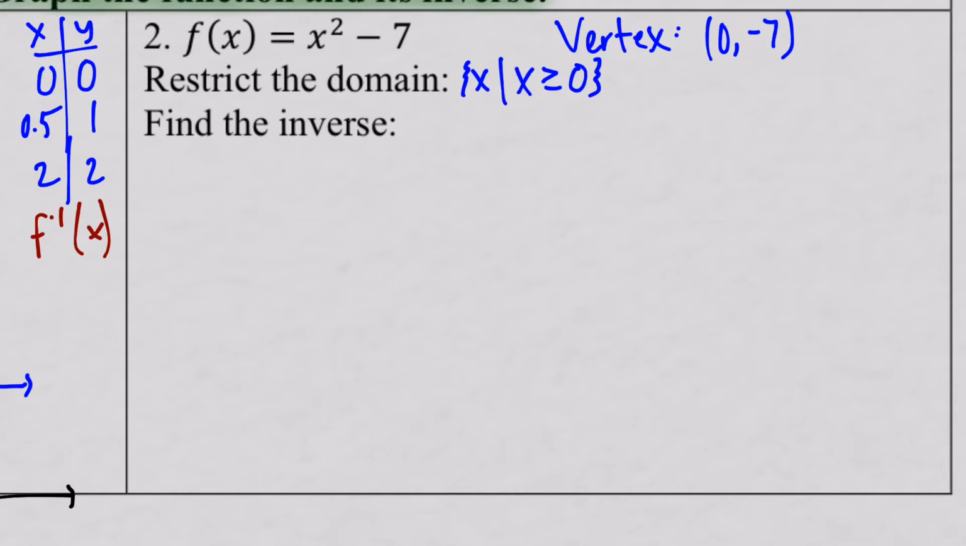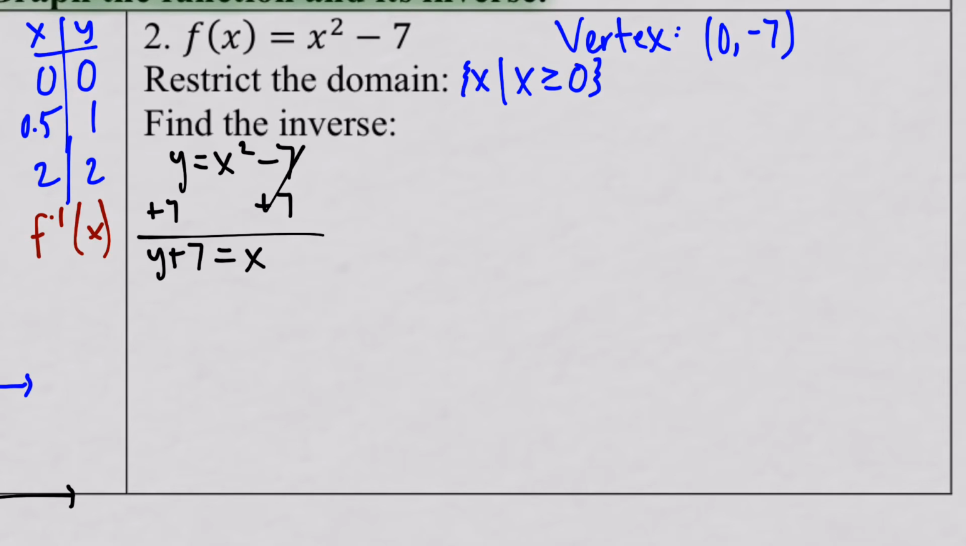Alright, let's find the inverse. Once again, f of x means y equals x squared minus 7. We're going to add 7 to both sides. So it's y plus 7 equals x squared. Now we're going to take the square root of both sides, like that. The x squared, the square and the radical are going to cancel each other out, leaving you with just x. And on this side, nothing cancels. You have y plus 7 inside the radical like that.